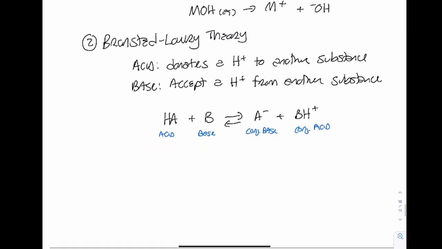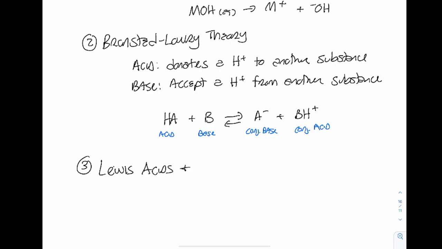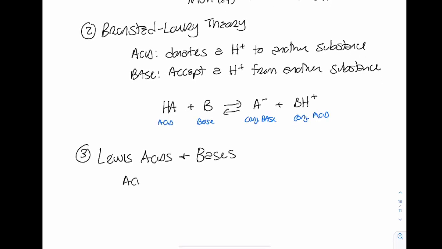And then that brings us to our third theory, Lewis. And this is actually our broadest theory, right? Both Bronsted-Lowry and Arrhenius do require the acid to have a proton. Lewis acids do not have to have a proton anymore. They just have to have the ability to accept a lone pair of electrons. So if you think about Bronsted-Lowry as donating and accepting protons, Lewis is going to be donating and accepting electrons instead.